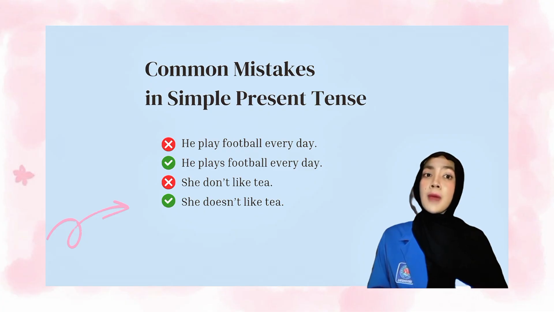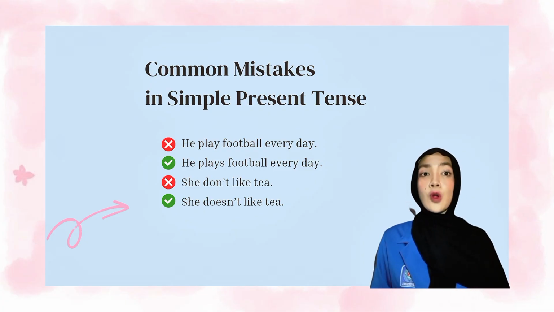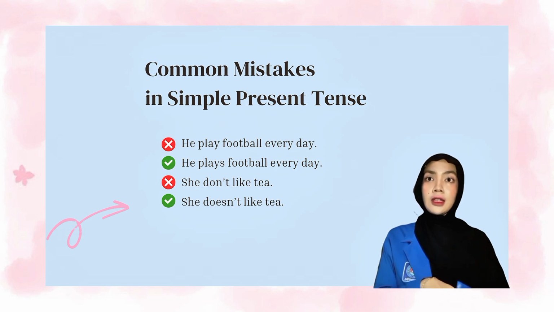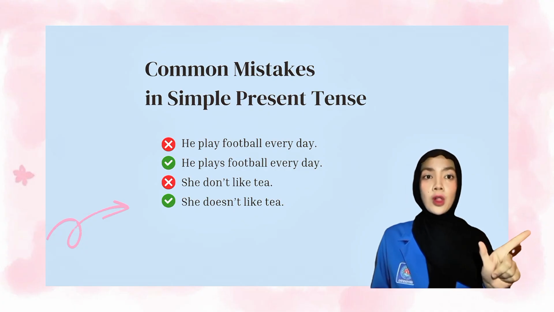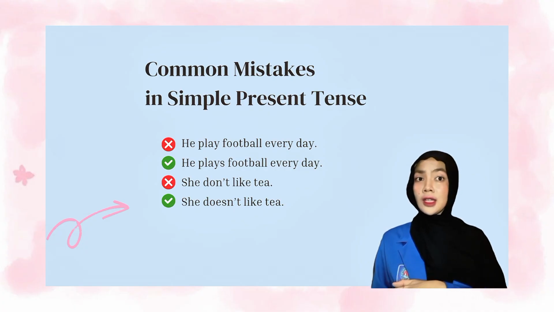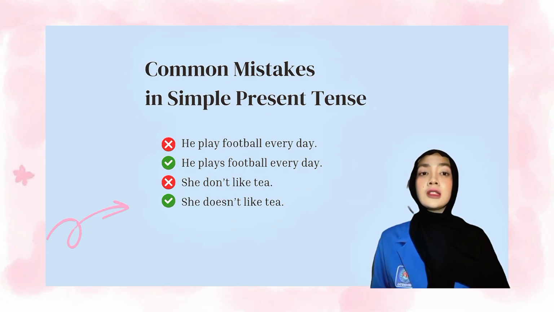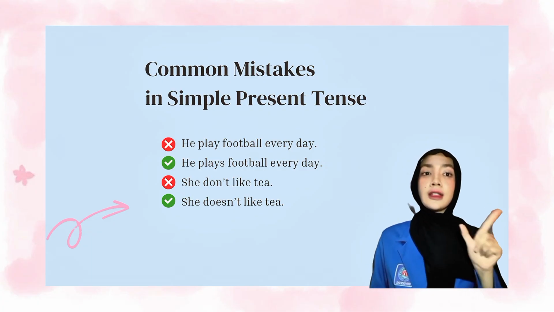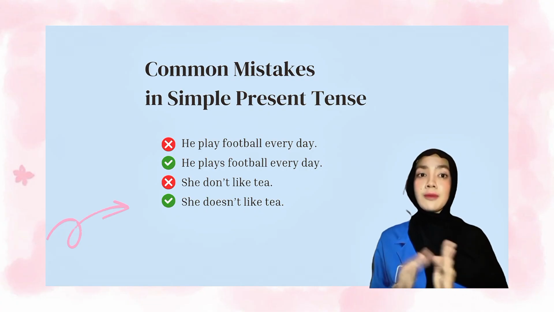Slide 7. Many learners make small mistakes, like forgetting the s for he, she, and it. For example, he plays football every day. Another one is forgetting to use doesn't instead of don't. She don't like tea. She doesn't like tea. So always pay attention to the subject.